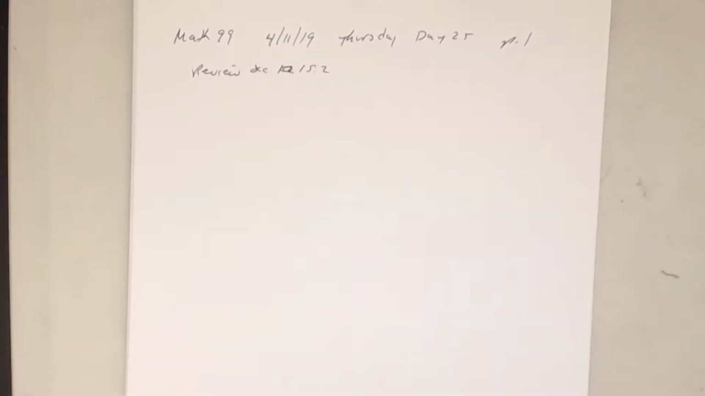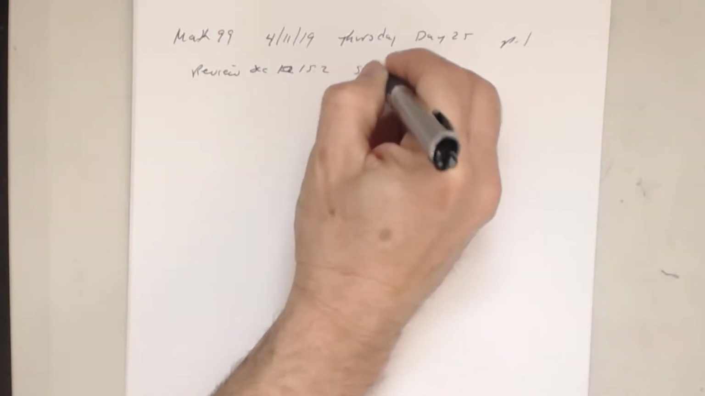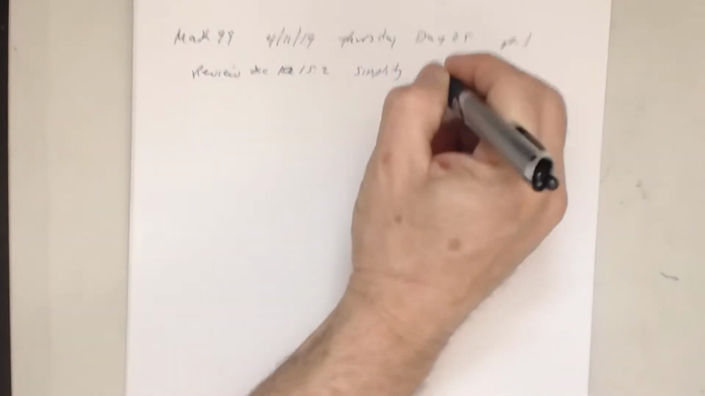Remember, section 15.2 is the one that dealt with simplifying radicals. And that's a couple worksheets you had that was due today on that.